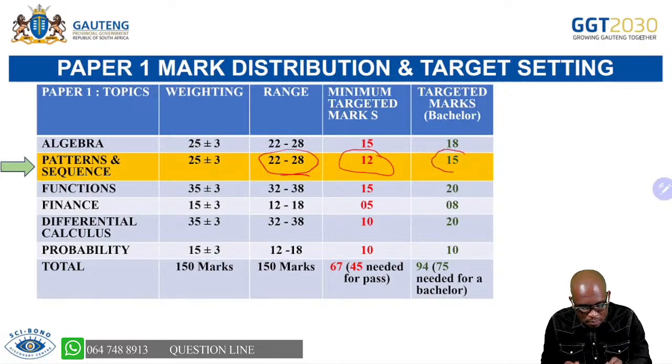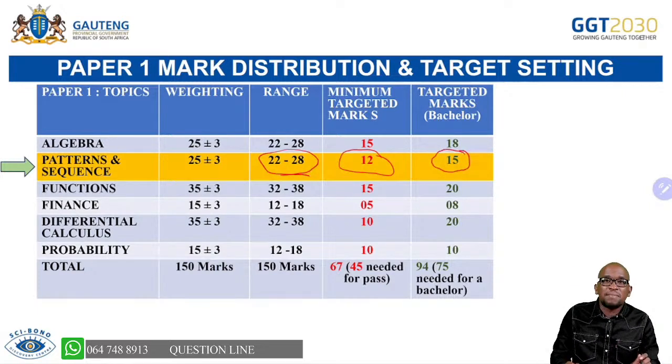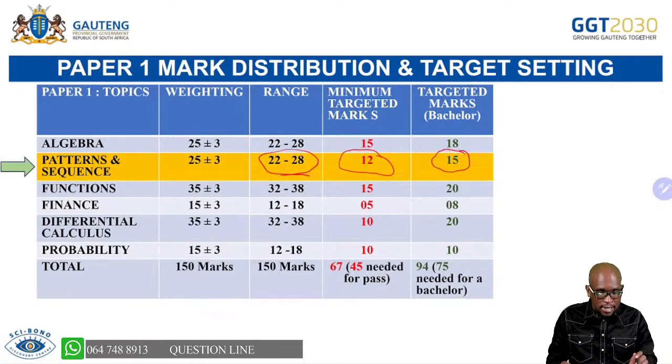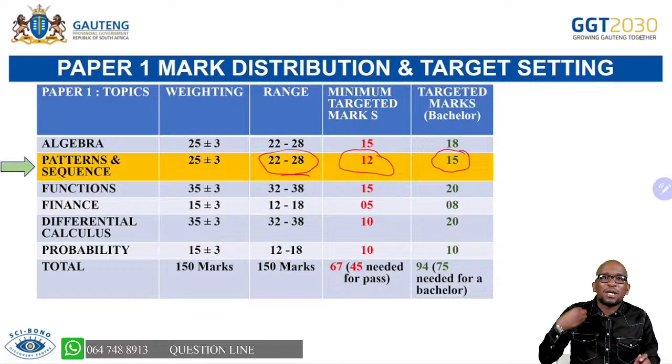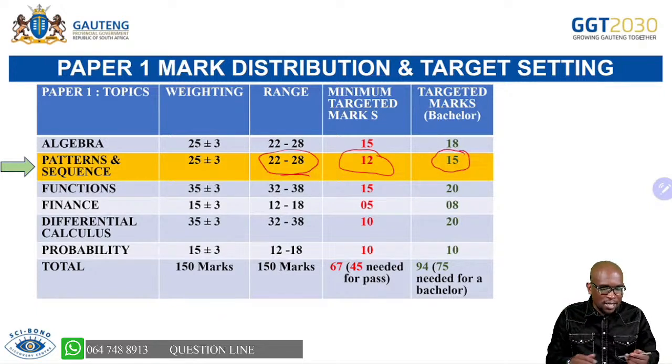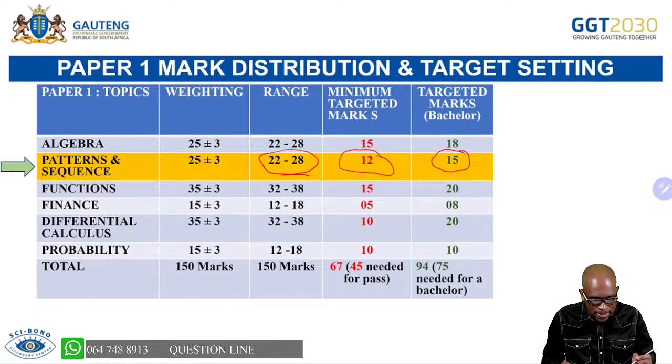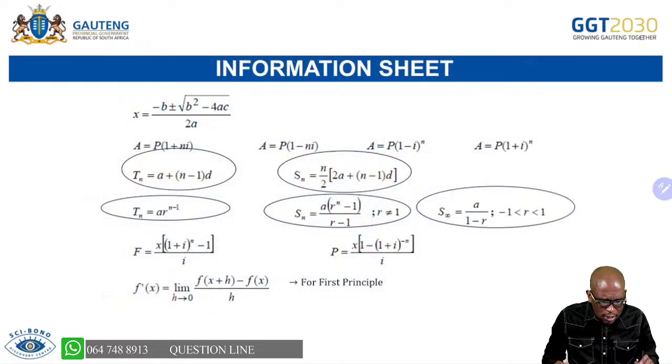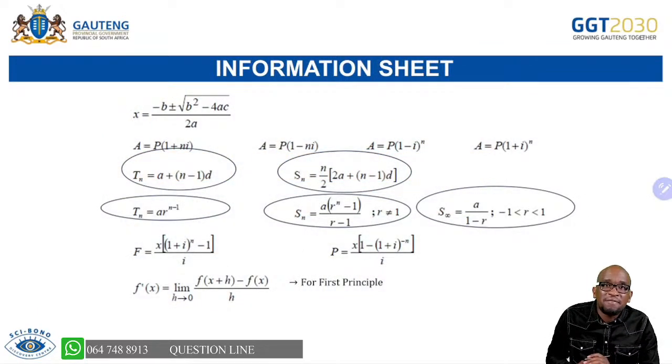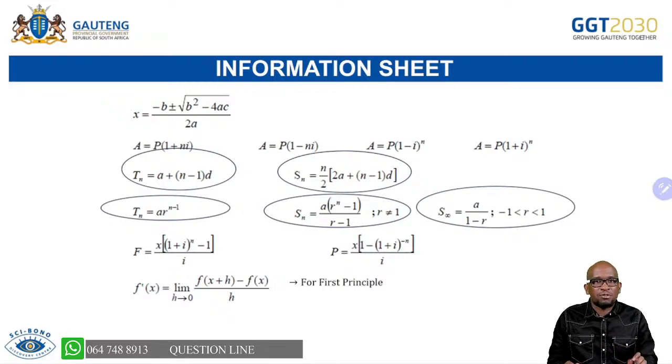And then if you want a bachelor pass, then you should be aiming at 15 out of the total number of marks that are available there. But remember, good people, if you can get more, always strive to get more marks in each topic. Right. Now, obviously, you'll be given an information sheet which must be fully utilized so that we don't make unnecessary mistakes.